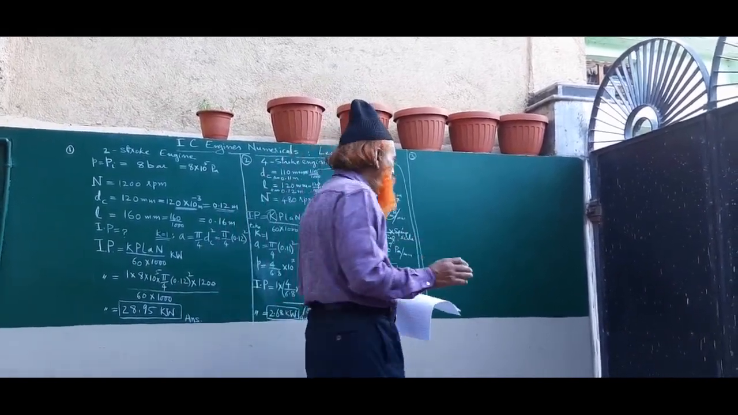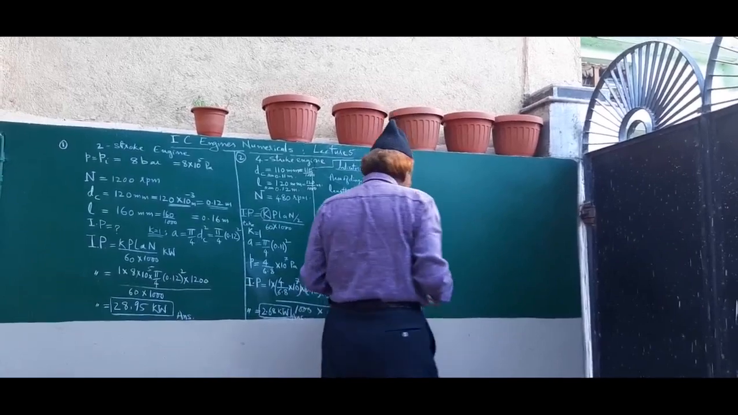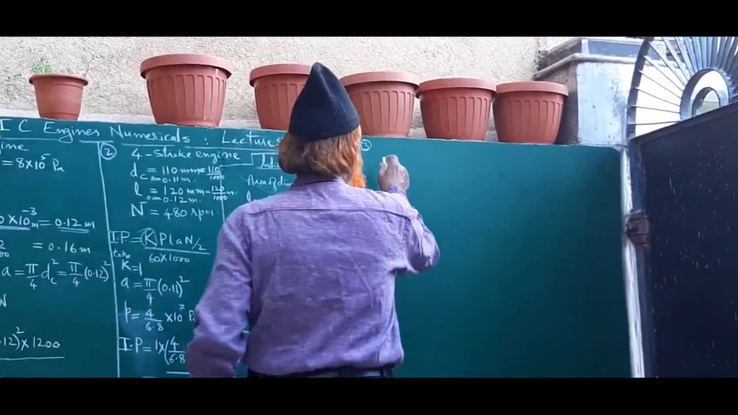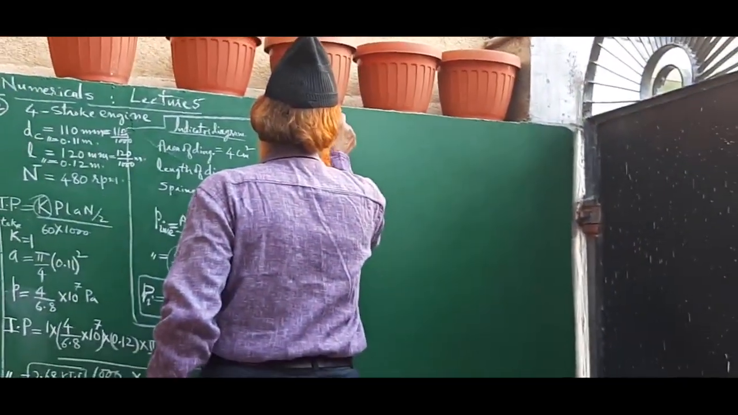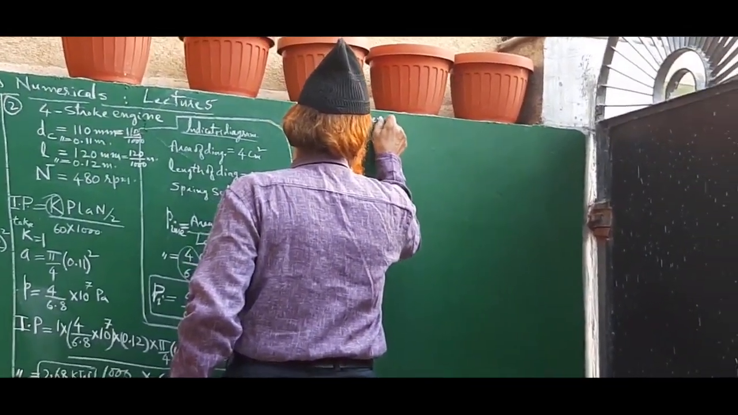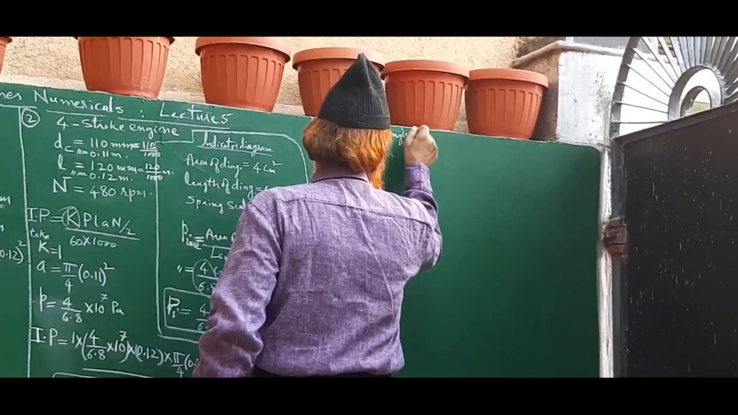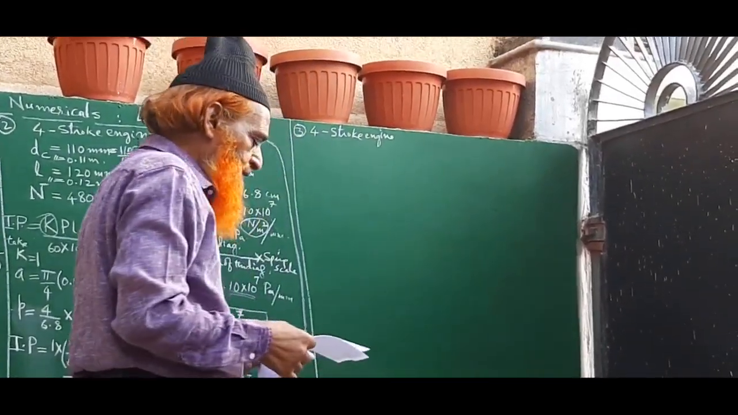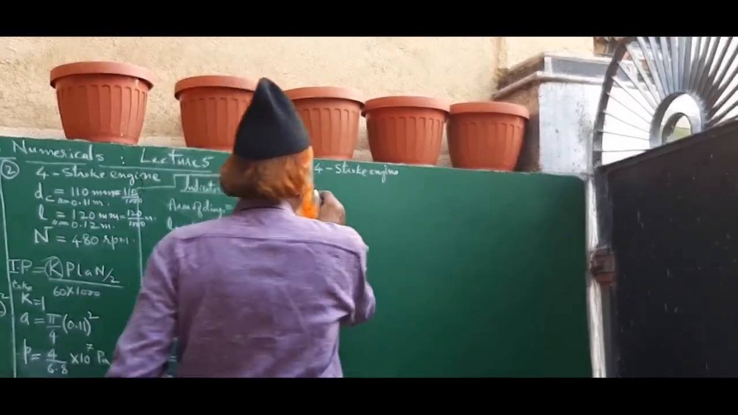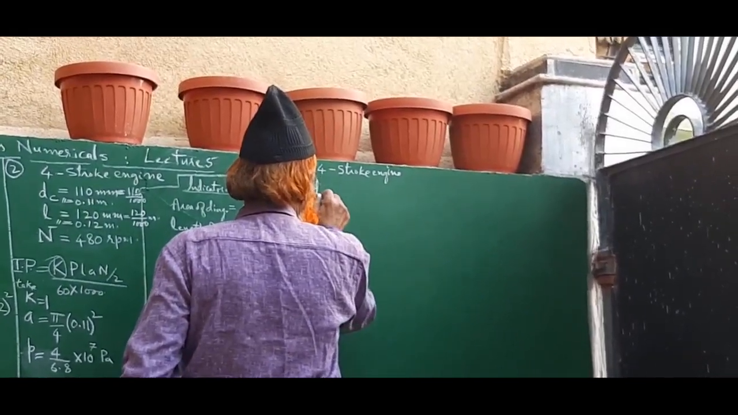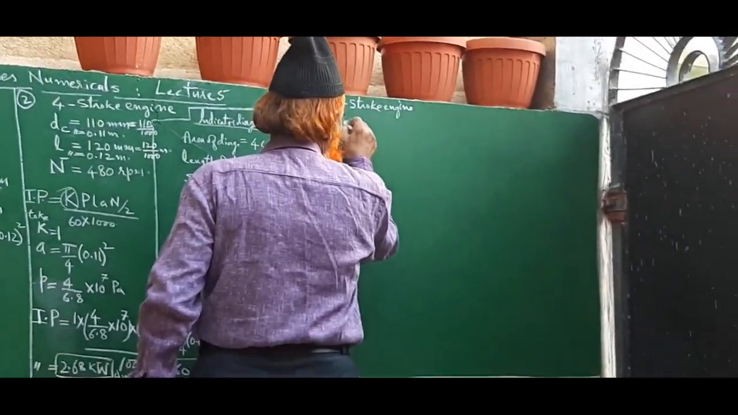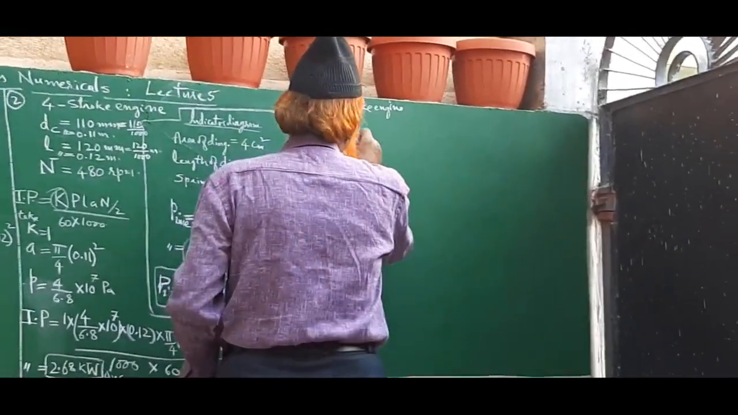Okay? Which type of engine is it? The following readings were taken on a 4-stroke IC engine. You can write it as 4-stroke engine. Then diameter of rope. For that, what notation have we taken in calculations? D rope we have written. D rope, how much is it? 12 mm.